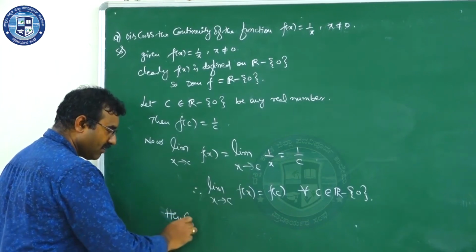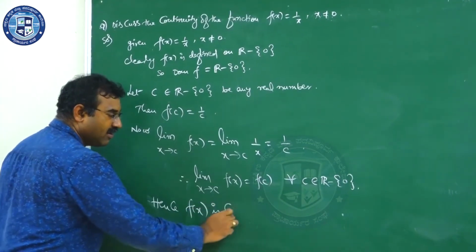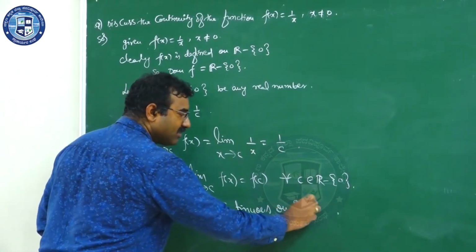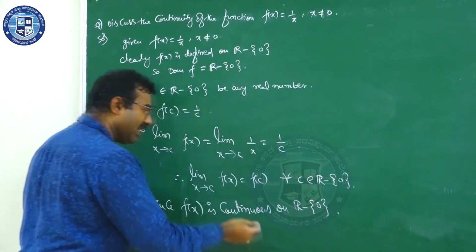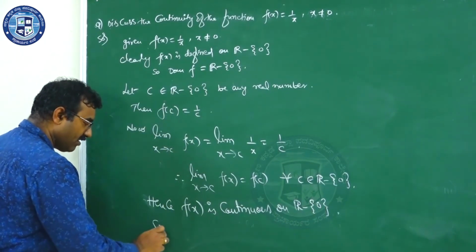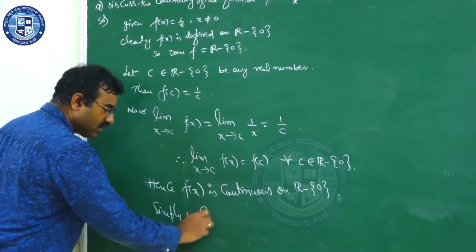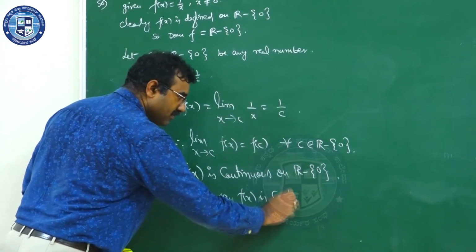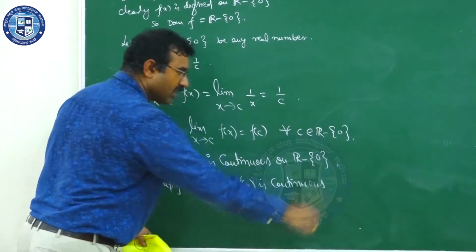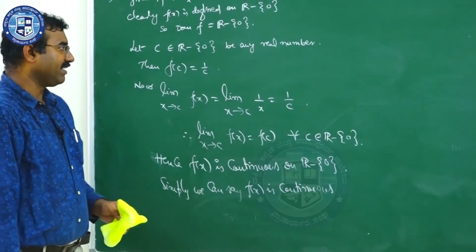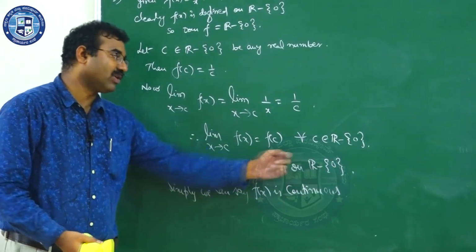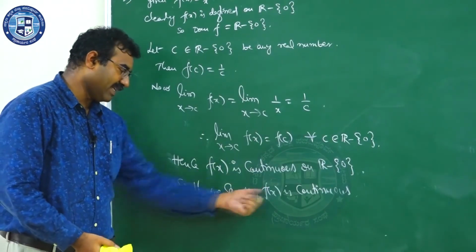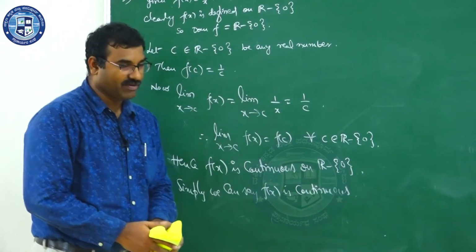Hence, f(x) is continuous on R minus singleton 0, or simply we can say f(x) is continuous. Just simply we say that the function is continuous because it is continuous throughout the domain of the function. So that's why we can say that f(x) is continuous. So we'll go for another question.